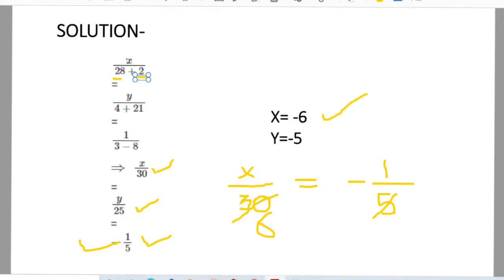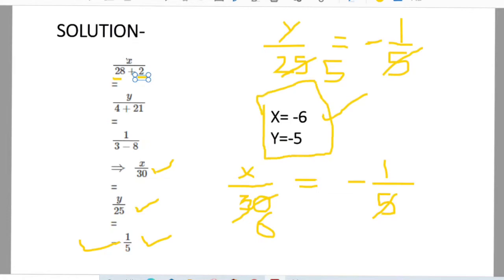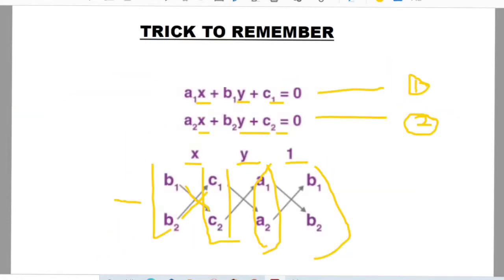Same we will do for Y as well. Y upon 25 is equivalent to -1 by 5. 5 fives are 25. When it goes to that side, Y will be -5. So we got the value of X and Y by using formulas, and the formulas are derived by this trick. Please do remember this trick, guys.